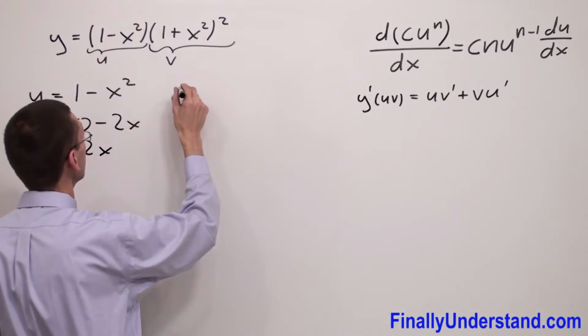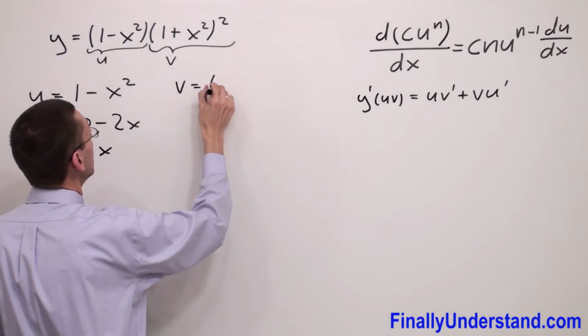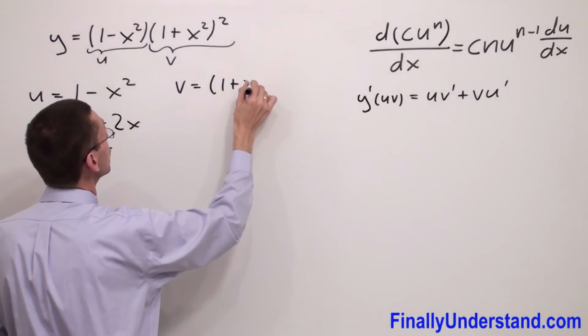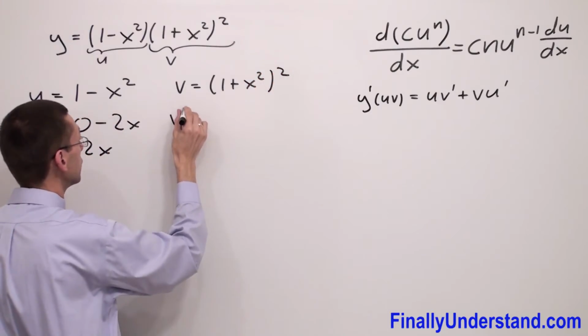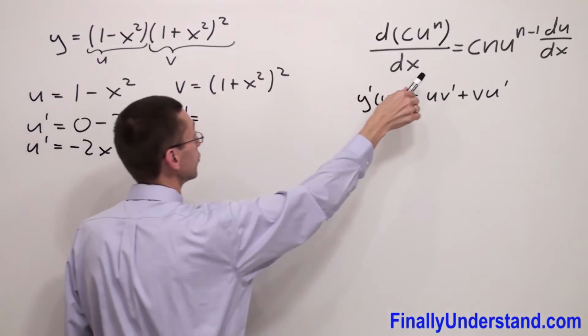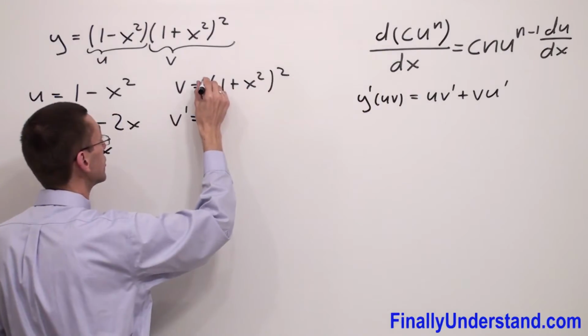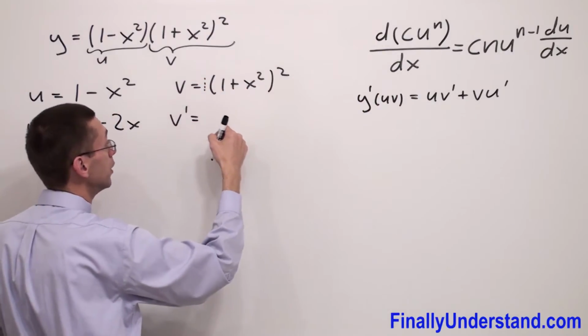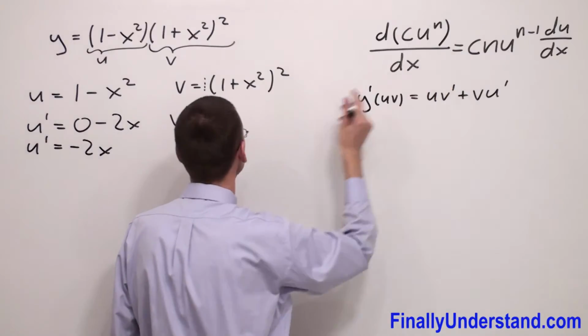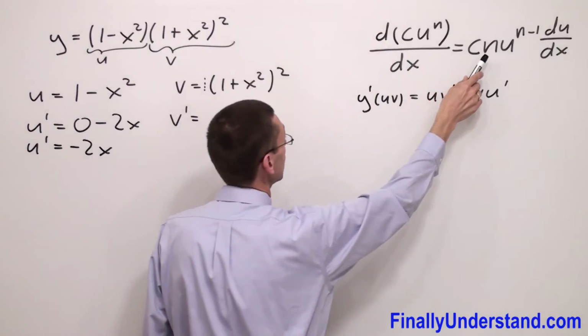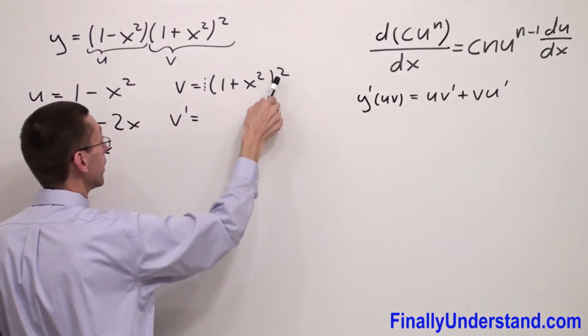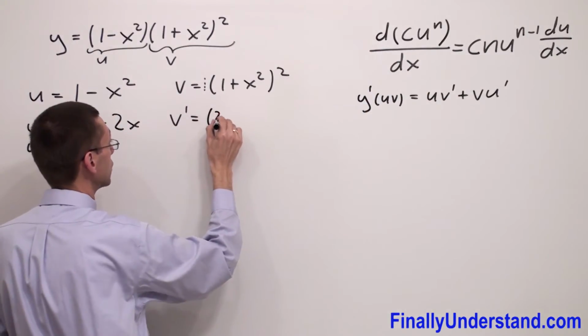Next, we're supposed to find v. So v is equal to 1 plus x squared to the second power. If you want to find the derivative of it, you're supposed to use this formula. Remember, the constant is an invisible one over here. I'm not going to write it, so instead of c, I'm going to leave the empty space. Next is n. N is my exponent, so I'm going to write over here 2.